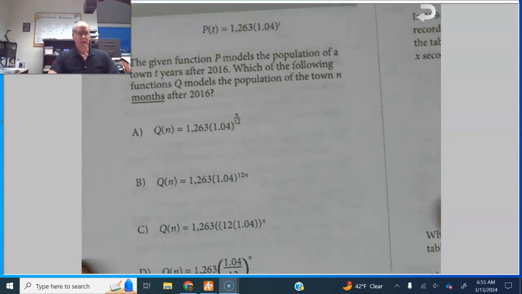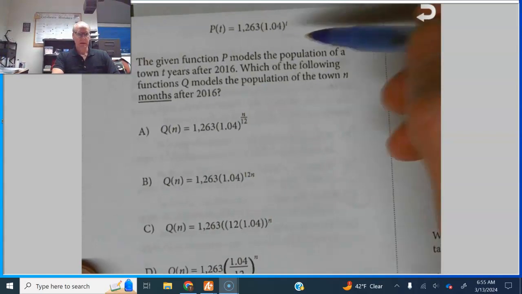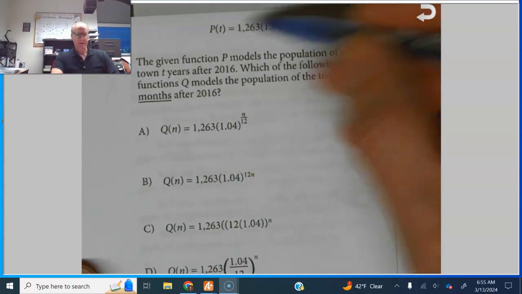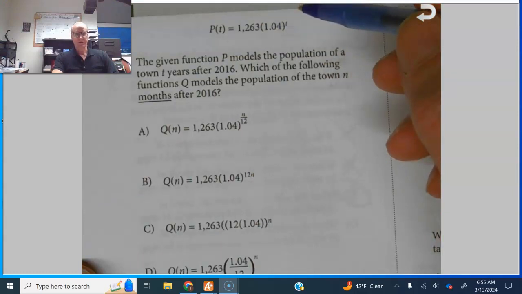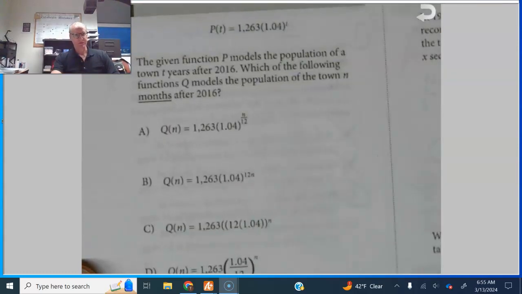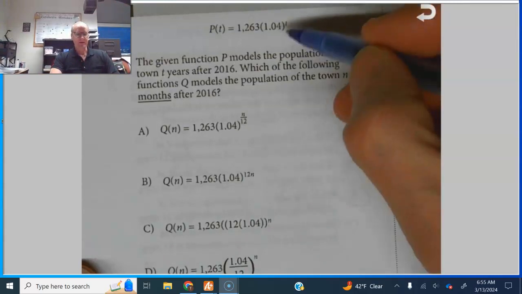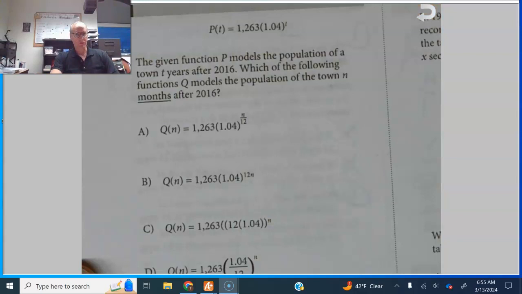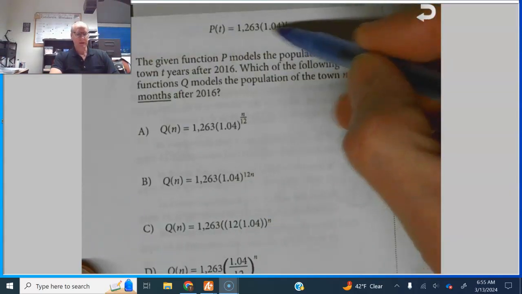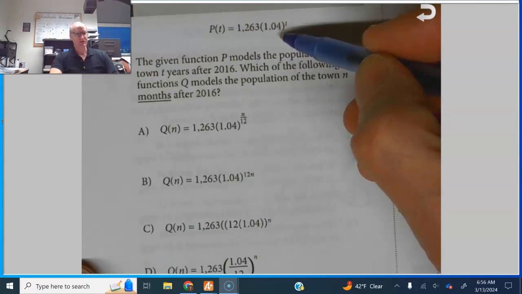This is basically an exponential function. That's what it's called. And it's basically a 4% interest rate. You can think of it as a 4% growth rate. If this number was less than 1, then it would be a decay. It would be exponential decay.